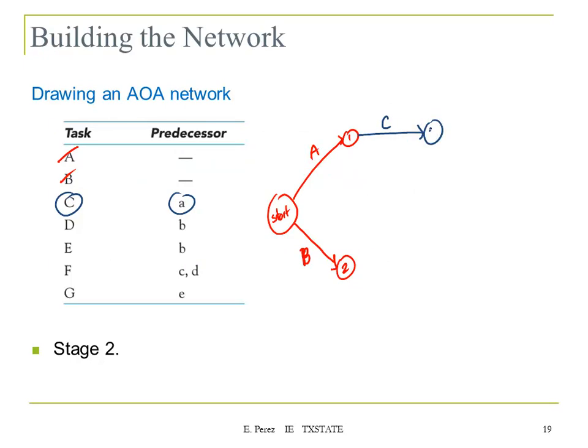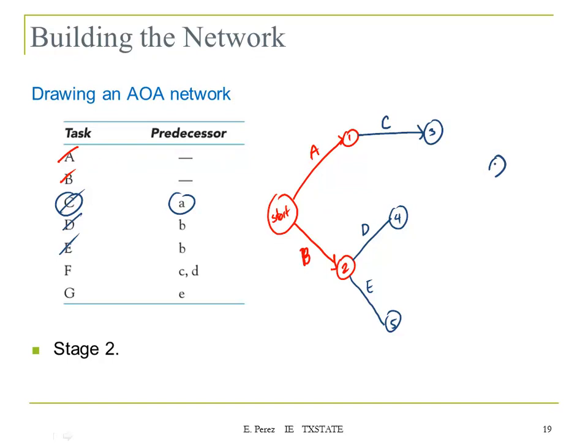We can create another node. Then we're going to have a couple of activities coming out of the node number 2. These are activities D and E. So this is 4 and 5. And then finally, so we got D and E and C.